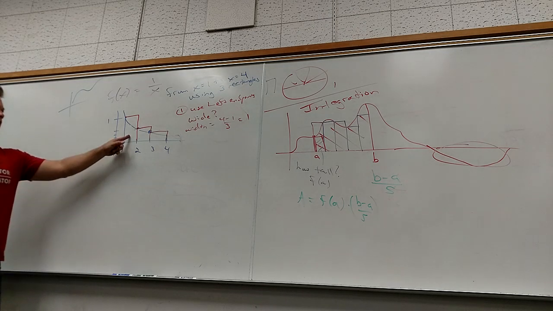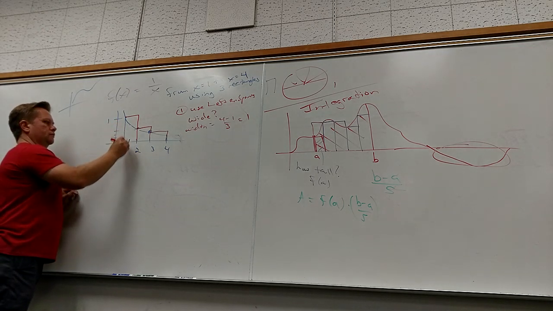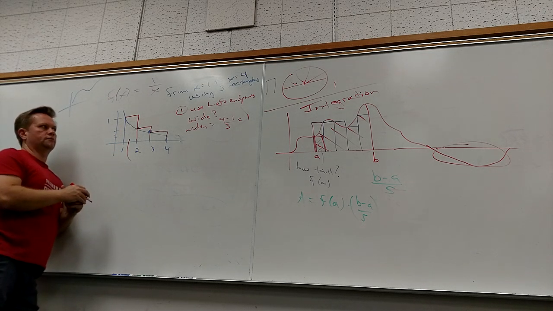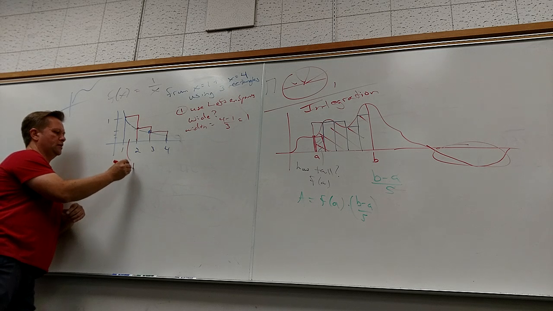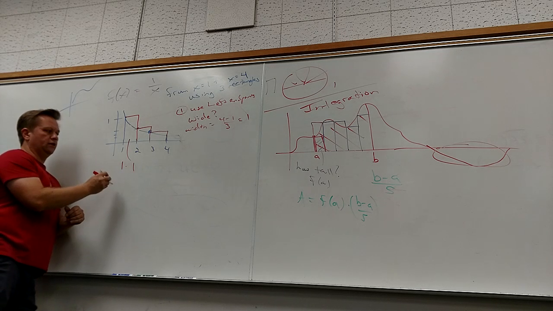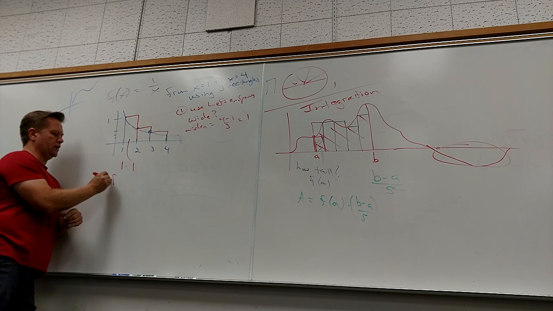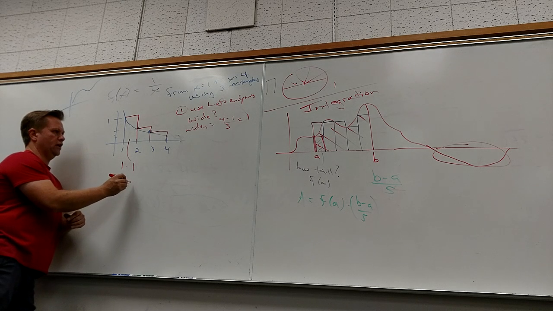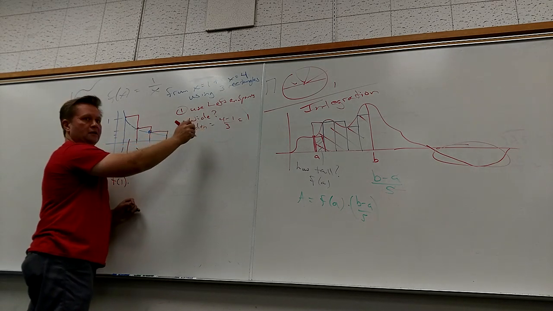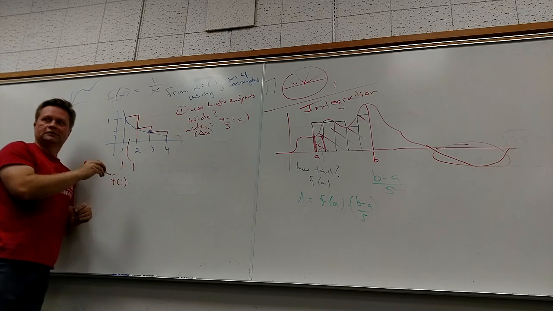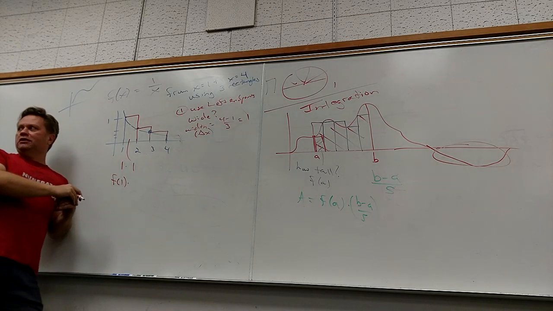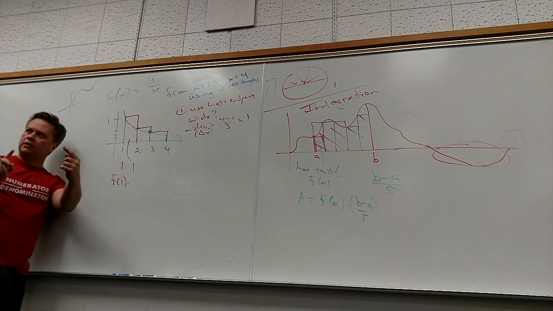So what's the area of this rectangle? 1. I love it. It's the height of 1 times the width of 1. Let me underneath this put some symbols. This is f of 1 times, let me give this guy a symbol. You ready? Delta x. This shouldn't be a surprise. Delta x is the change in x.